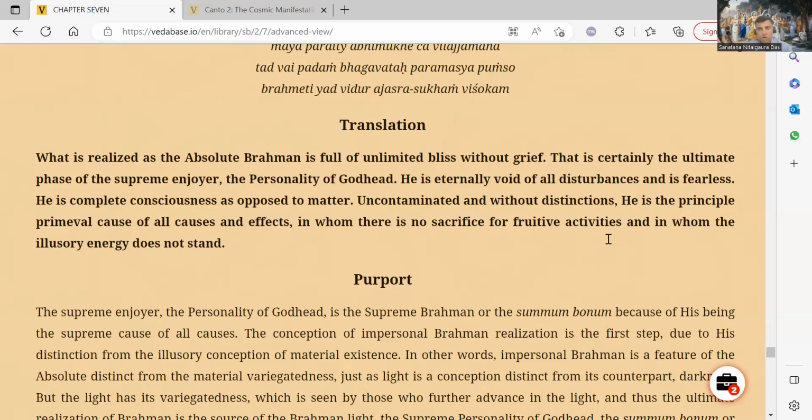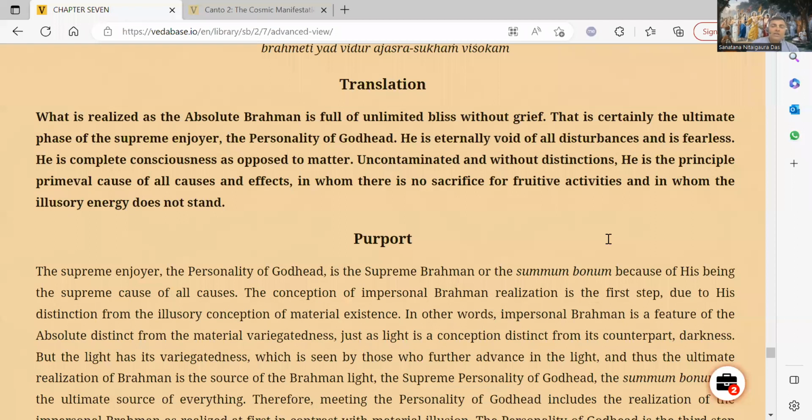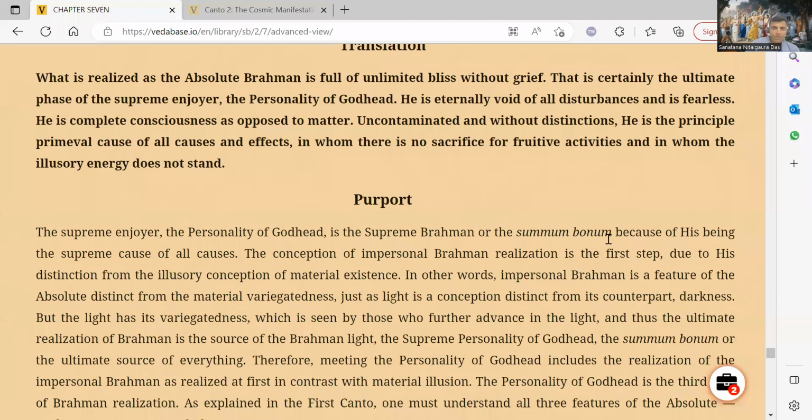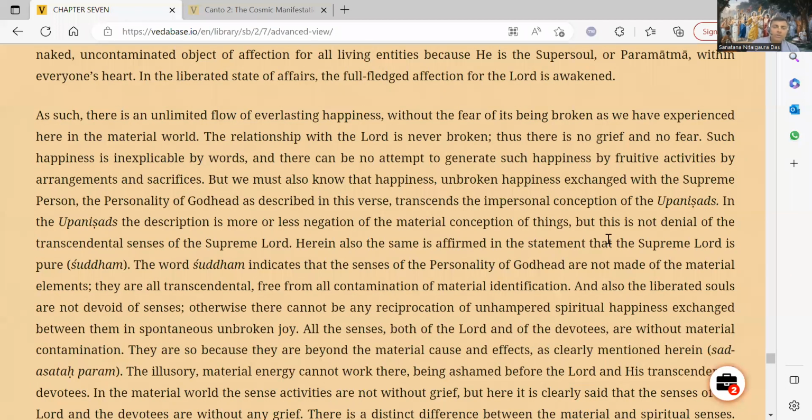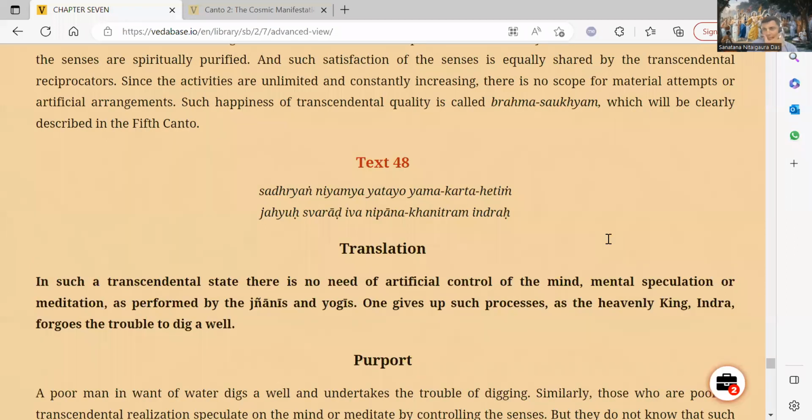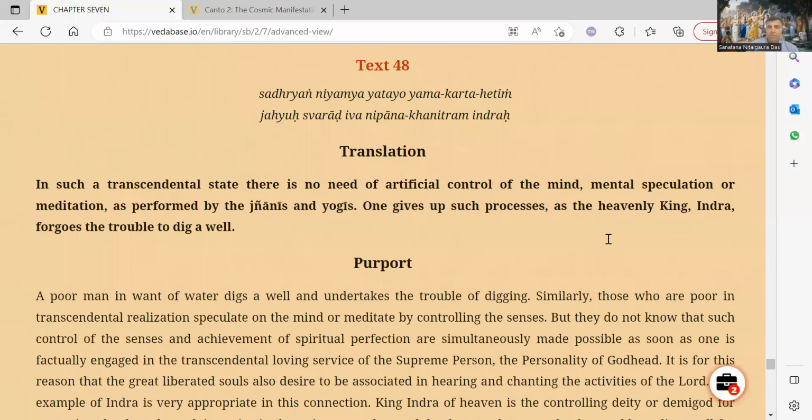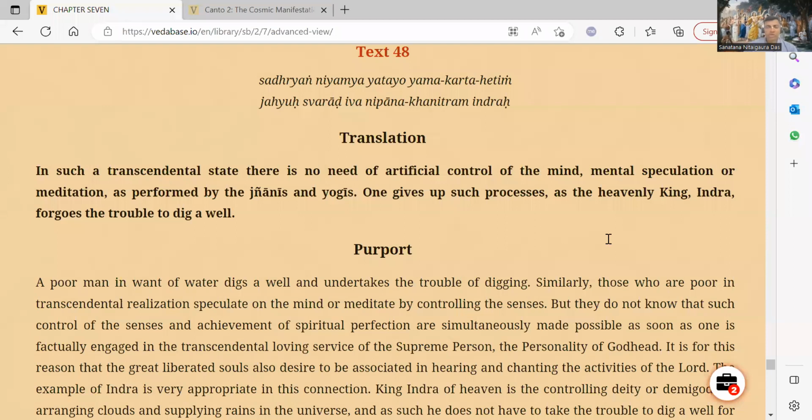Okay, not the Brahman effulgence, not only the Paramatma feature of the Lord, but the Supreme Person. We need to understand that Supreme Person. When we realize Him, then we are out of illusion. We should have this conception very clear that the 10th canto itself is called the summum bonum, the Supreme Personality of Godhead, Krishna.